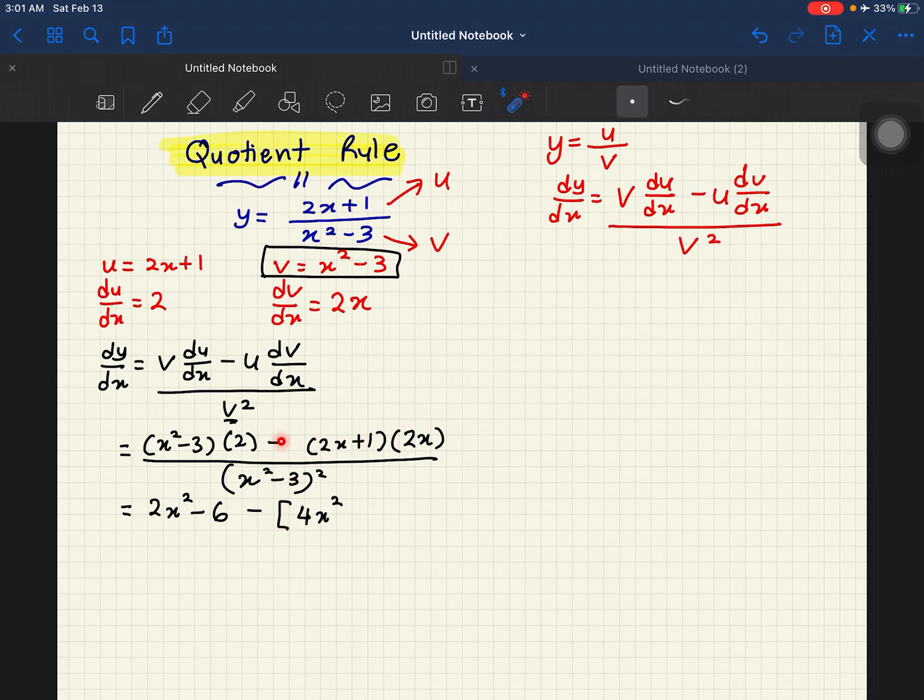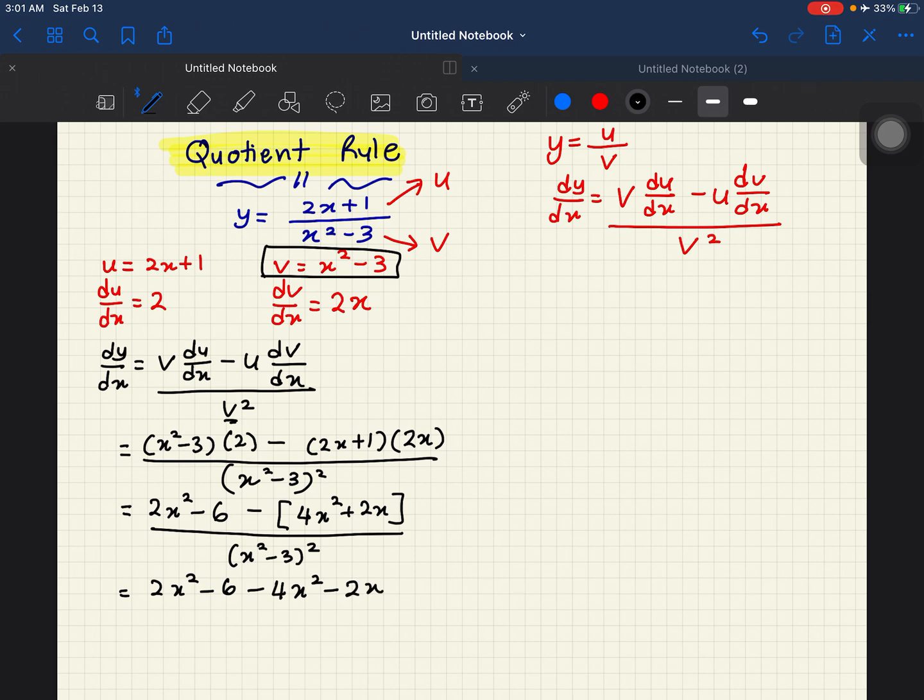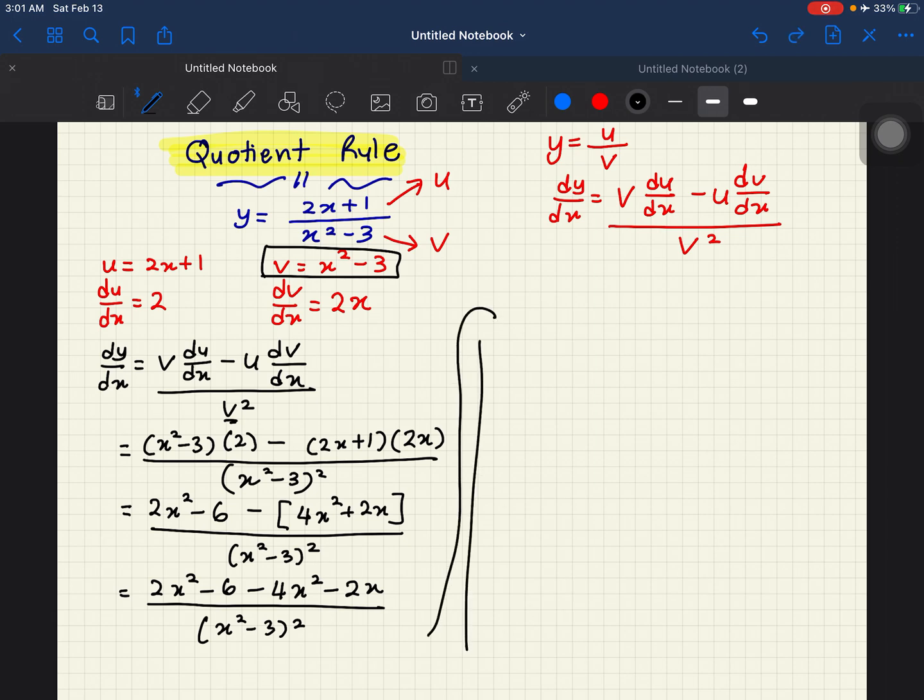Why? Because I got a negative here. The negative will disturb any signs inside the bracket. Okay? So 2x times 2x squared happens to be 4x squared, and 1 times 2x happens to be 2x. And after that, then we can open the bracket, over (x squared minus 3) squared. So 2x squared, let's arrange it together. Minus 2x squared minus 2x, over (x squared minus 3) squared. Now, allow me to continue on the side. Okay, I continue on the side.